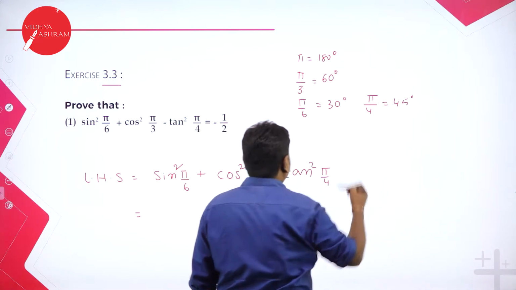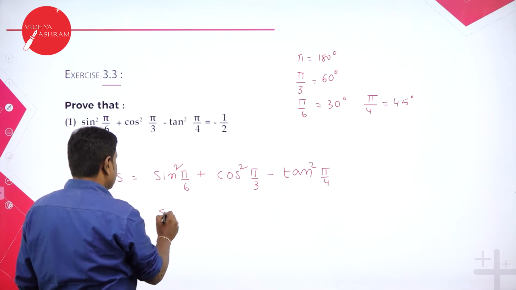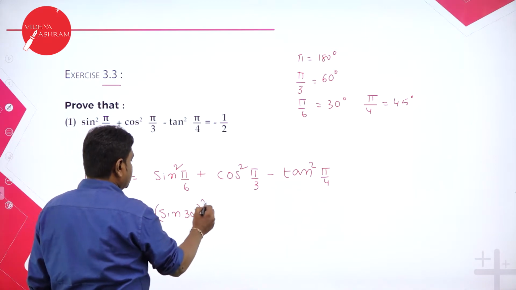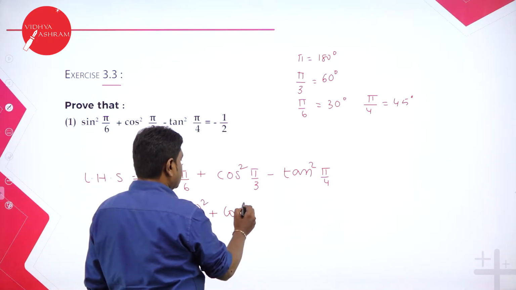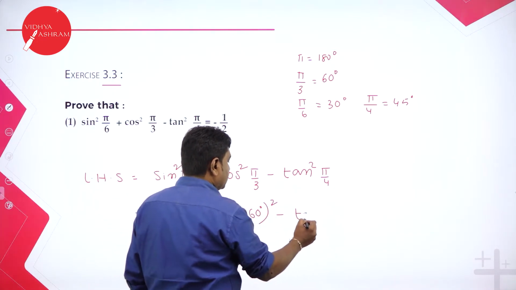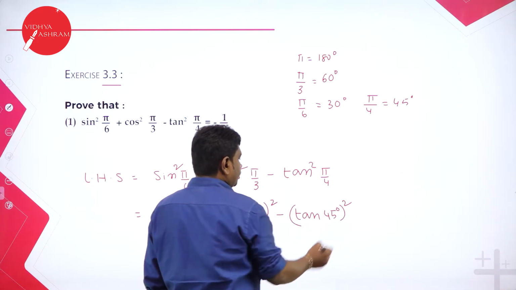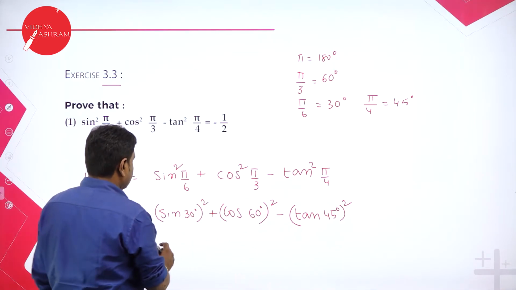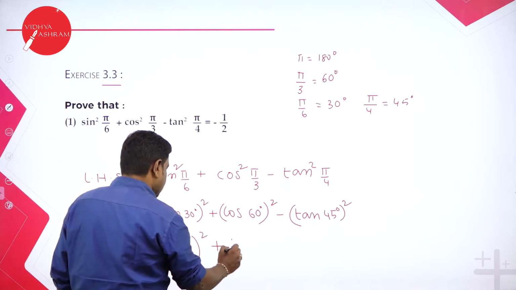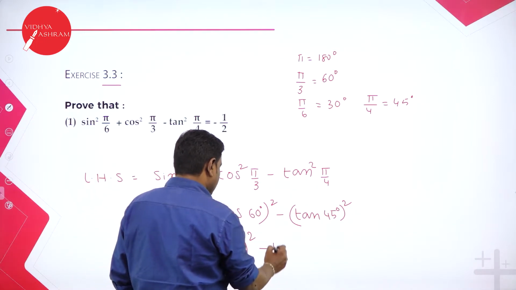So now we'll substitute the values. Sin 30 degrees whole square, plus cos 60 degrees whole square, minus tan 45 degrees whole square. Tan square theta means tan theta the whole square. Sin 30, all of you know, is 1 by 2 whole square, plus cos 60 is 1 by 2 whole square, minus tan 45 is 1 square.